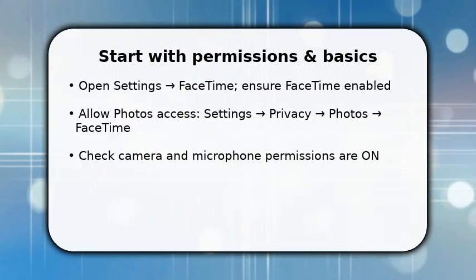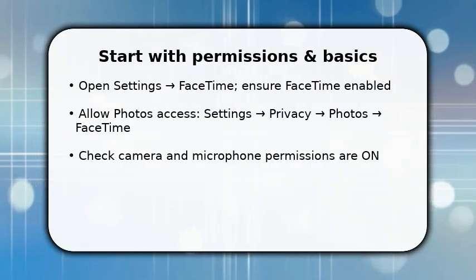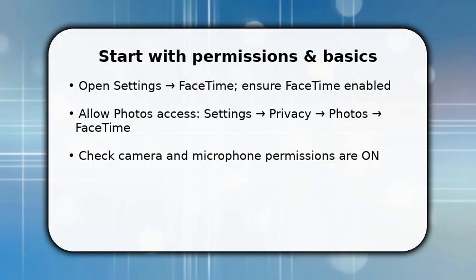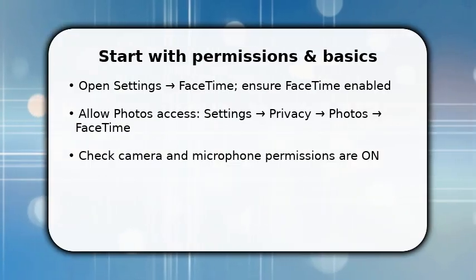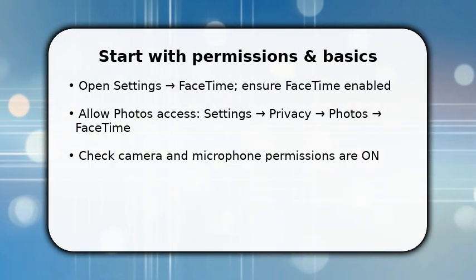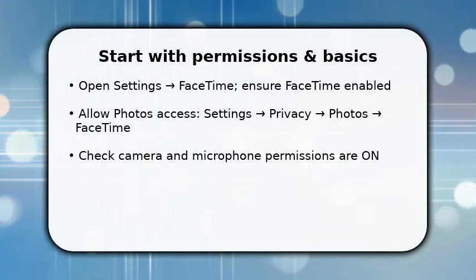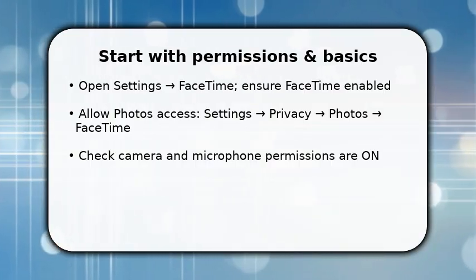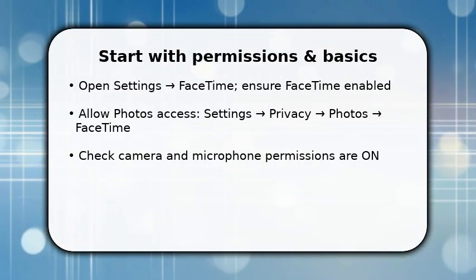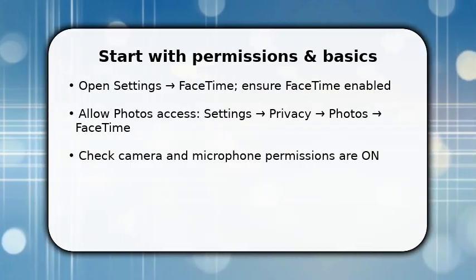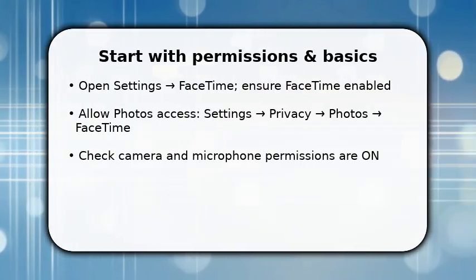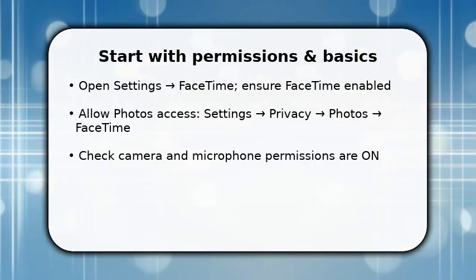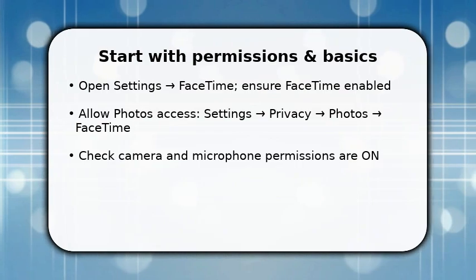You're starting where it matters: permissions and connectivity. First, open Settings and confirm FaceTime is enabled so the feature can capture photos. Then make sure photos access for FaceTime is allowed. Without that, the app can't save live photos. Also verify camera and microphone permissions so captures aren't blocked. Once done, reconnect to Wi-Fi or cellular and restart FaceTime. This resets temporary glitches. These steps fix most permission-related failures before deeper troubleshooting.